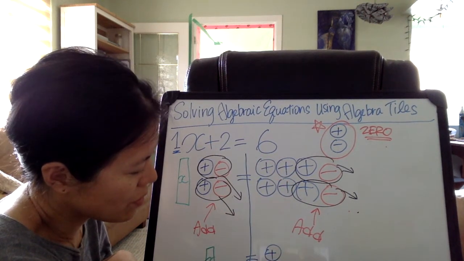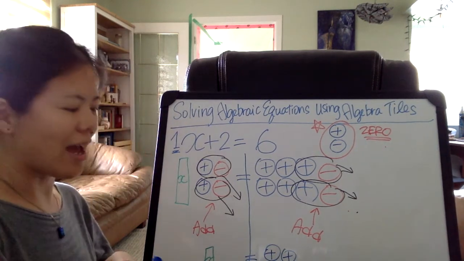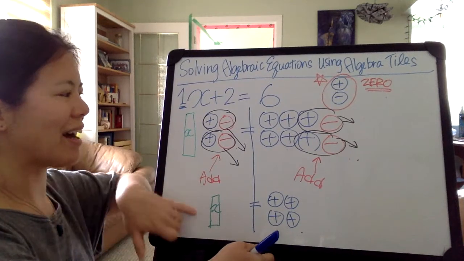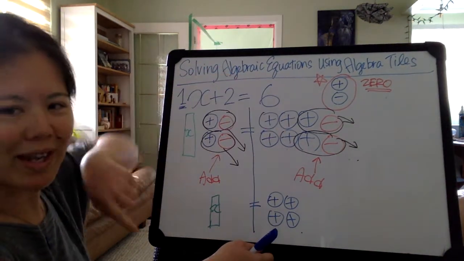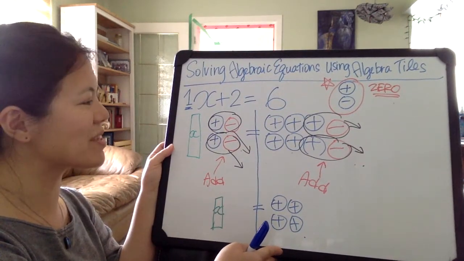As you can see, x, whoa, you can't see, sorry. I have x remaining right over here, and I have 1, 2, 3, 4 remaining, so x equals +4. So we solved this equation.